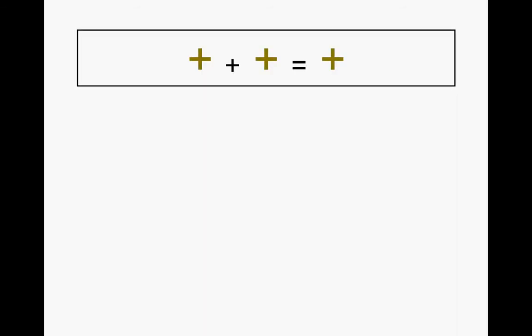So let's take a look at a couple of examples, both with number lines and with counters. So let's say we have a positive plus a positive equals a positive. What that really means is a positive 5 plus a positive 3 is a positive 8. However, we dropped the positive signs, and so this is what you would normally see.